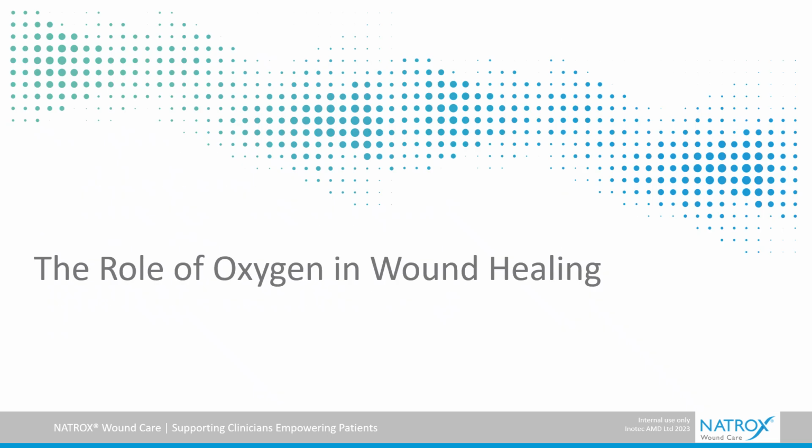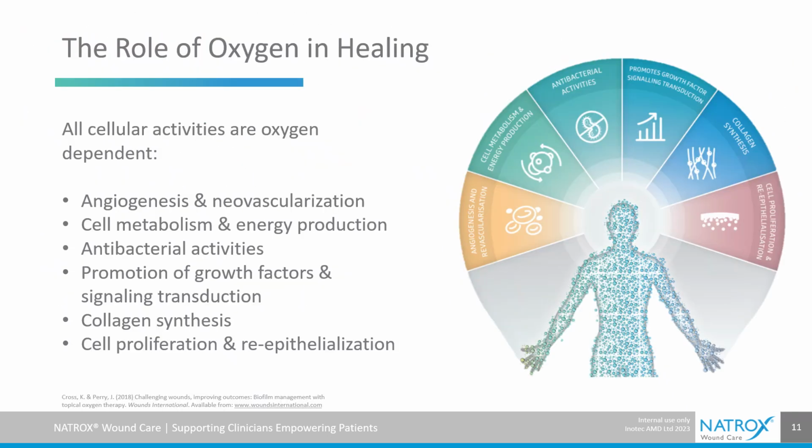The role of oxygen in wound healing. All cellular activities are oxygen dependent. The need for oxygen is actually 3 times greater in wounded tissues. In the wound healing cascade, oxygen is essential for angiogenesis and neovascularization, which is new blood vessel formation. It supports cellular activities, cellular metabolism, and energy production. It also supports the body's immune system so that it can conduct antibacterial activities.